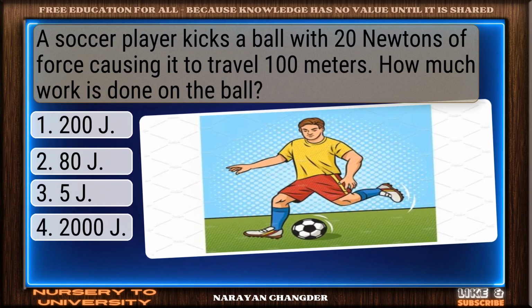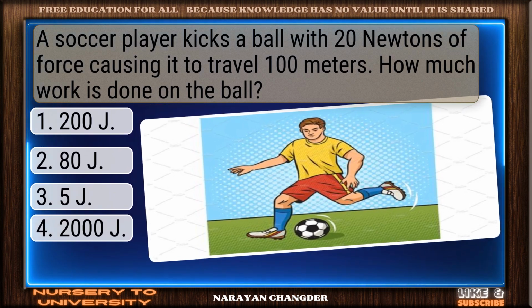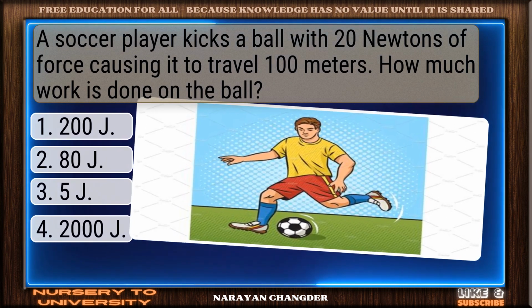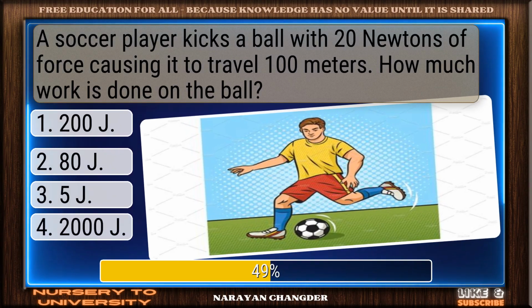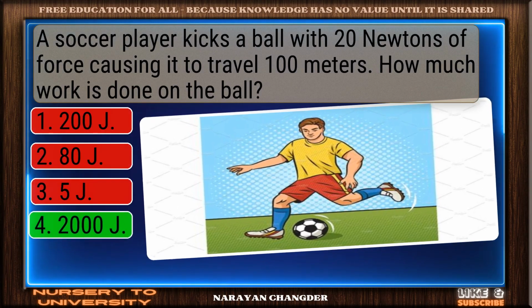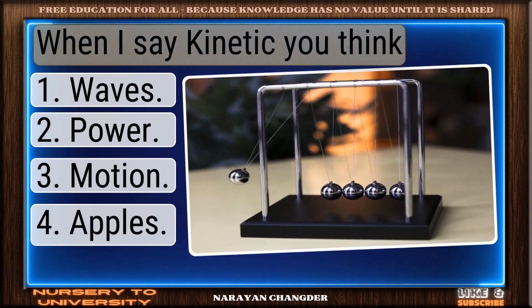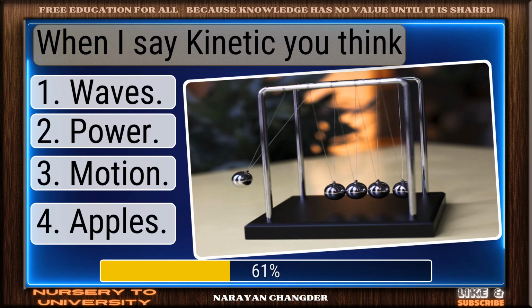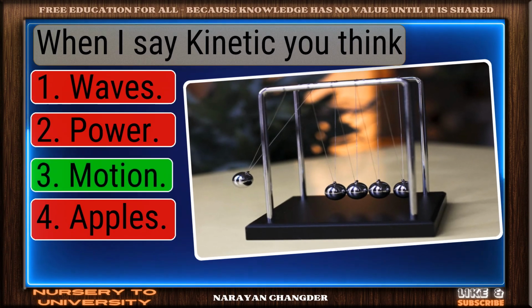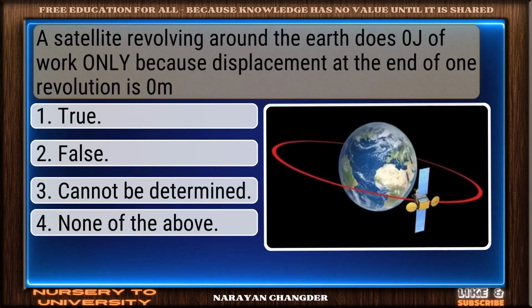Question number 22. A soccer player kicks a ball with 20 newtons of force, causing it to travel 100 meters. How much work is done on the ball? Bravo. 2000 J is the answer. Question number 23. When I say kinetic, you think? Exactly. Motion makes sense and it is the right choice.